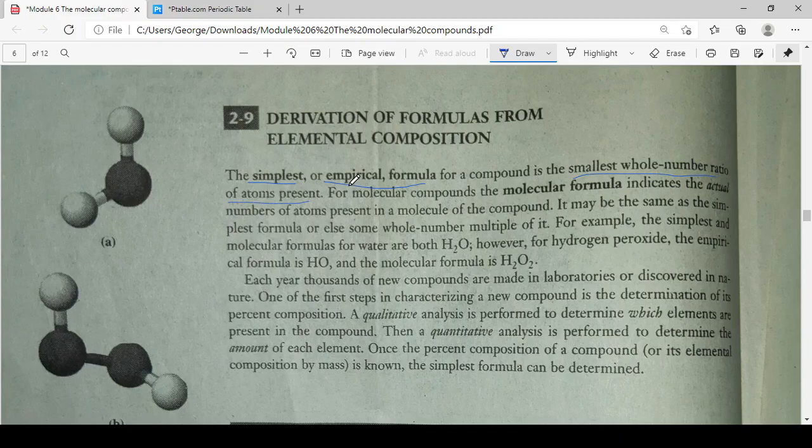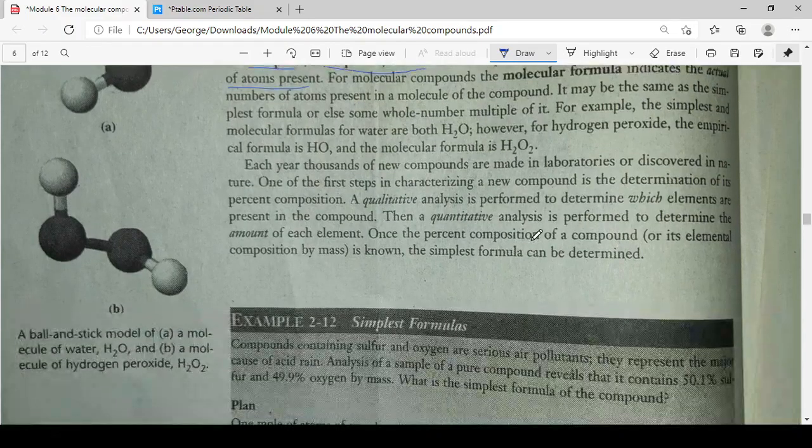For molecular compounds, the molecular formula indicates the actual number of atoms present in a molecule of the compound. It may be the same as the simplest formula or else some whole number multiple of it. For example, the simplest and molecular formula for water are both H2O. Again, the simplest for us is H2O. However, for hydrogen peroxide, kids, H2O2, the empirical formula is HO and the molecular formula is H2O2.